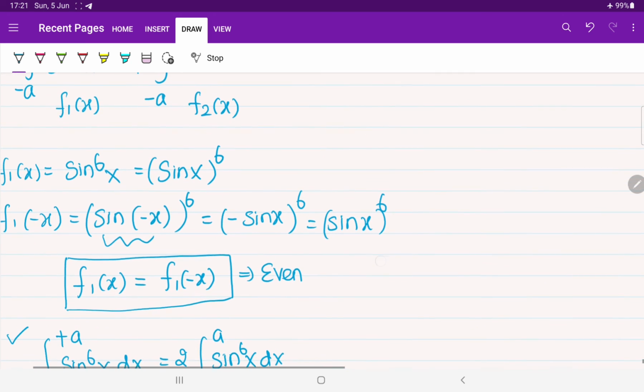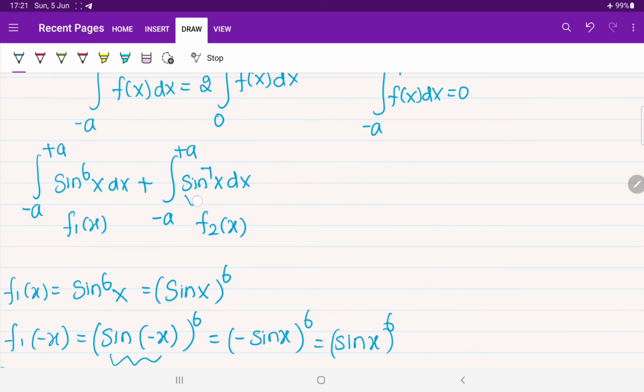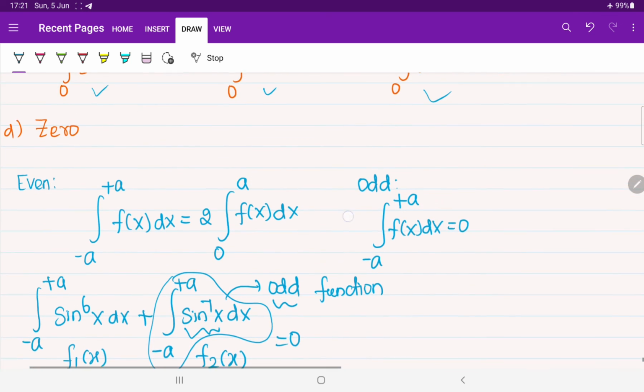Can you repeat the same thing for the second one? Now for sine power 7x, I am directly saying this is an odd function. You know how to proceed further, right? Take it as homework: take f2 of x and check whether my answer is correct or not. Anyway, this is correct only, and you can cross check once. If this function is an odd function, then this whole integration will give the answer 0.